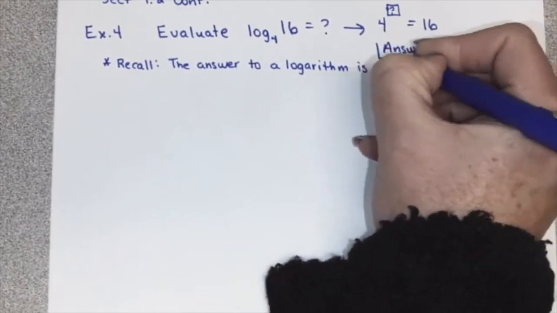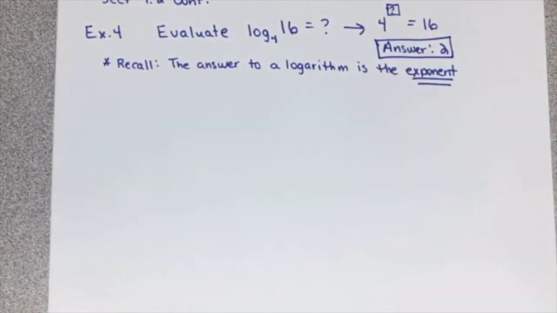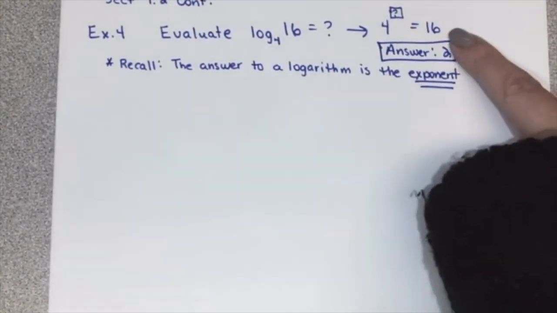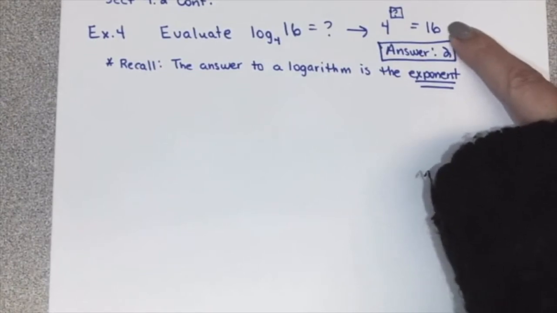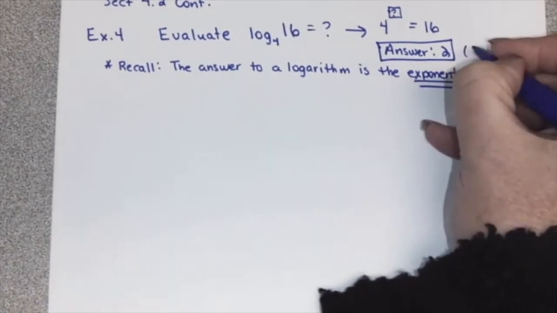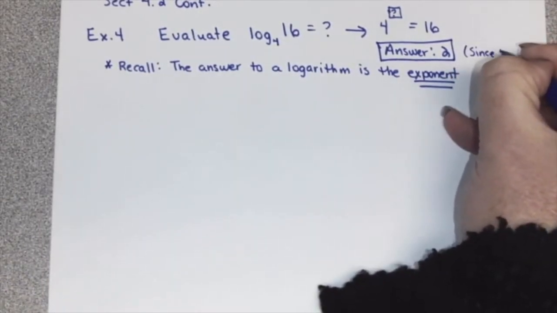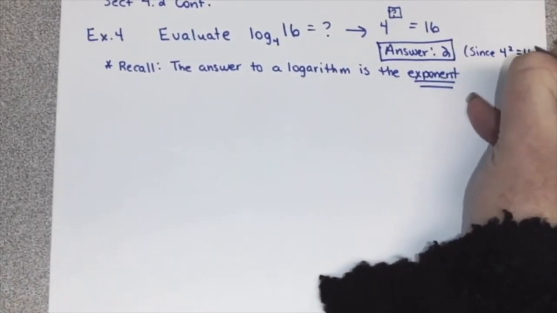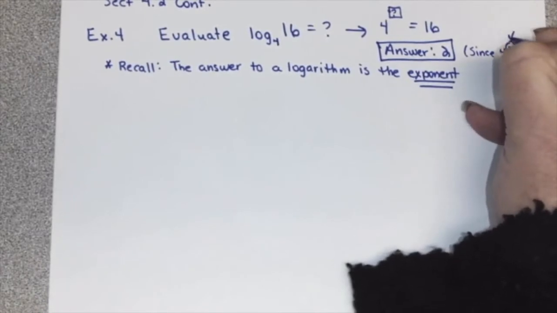So just to be clear, log base 4 of 16 is 2, but on a test or a quiz or something, I want to see this rewrite statement. So it's 2 because 4 squared is 16, and the answer is the exponent.